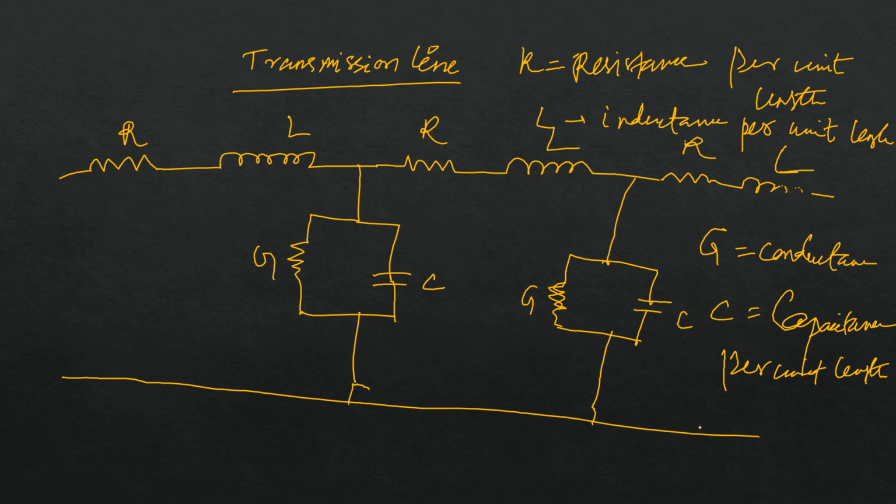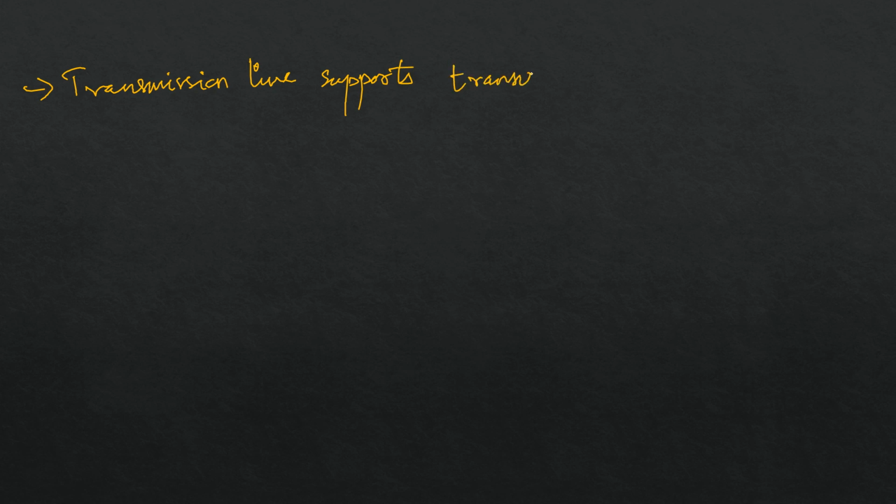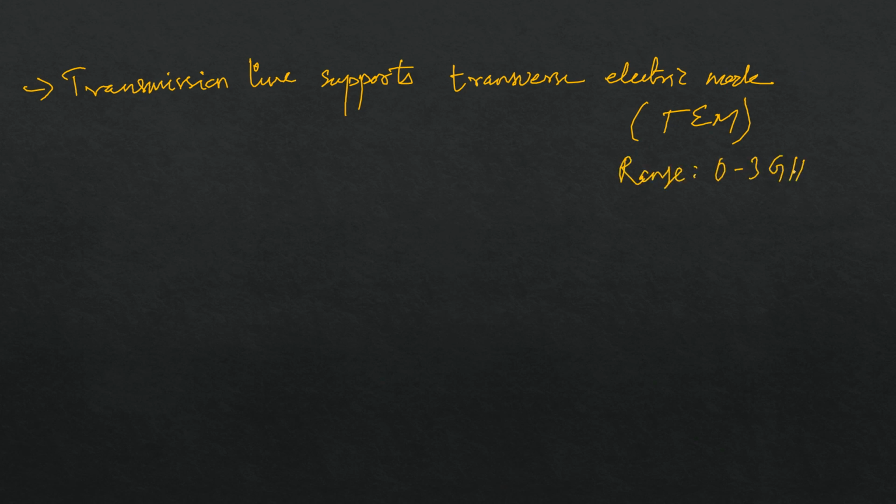So transmission line, a very important sentence: a transmission line supports the transverse electromagnetic mode, TEM. It's called TEM. And its range of frequency is 0 to 3 gigahertz.